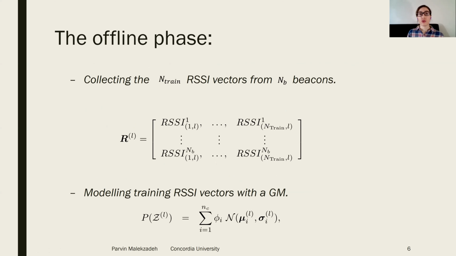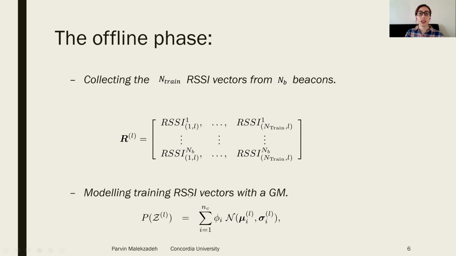Okay, let's go to the offline phase. As I mentioned in the previous slide, in the offline phase, first we measure the RSSI signal from all of the beacons for each zone. So, for example, here is the RSSI matrix for zone L. Here we can see that each column shows the RSSI received from one beacon, and we measured a training sample of RSSI from each BLE.